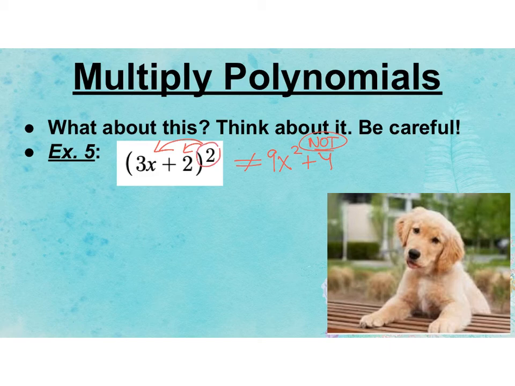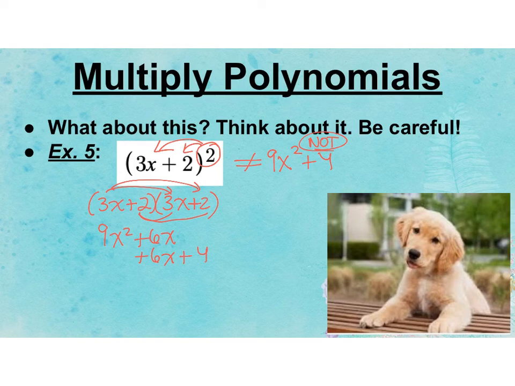When we think about what it means to square something, that means you're multiplying it by itself. So I should write my parentheses out twice, because it's one group times the same group. Now you can see I have a binomial times a binomial, so I'm going to do the distributive property again. So 3x times 3x is 9x squared. 3x times 2 is 6x. Then my 2 times 3x is another 6x. 2 times 2 is 4. And I'm going to add down, so I get 9x squared plus 12x plus 4.